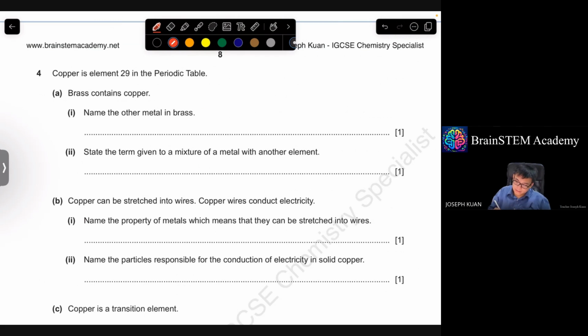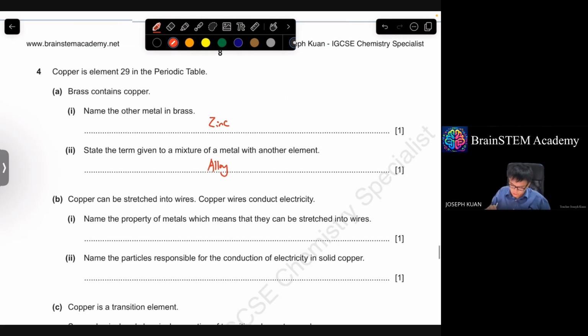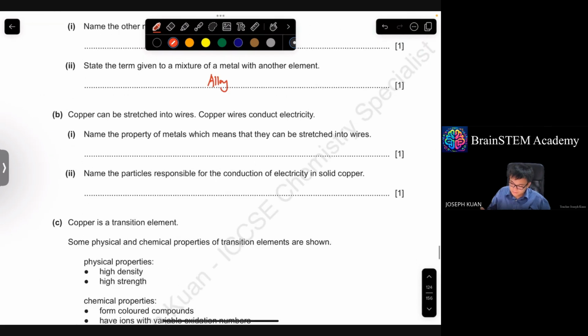Okay, next. Brass contains copper. Name the other metal in brass: zinc. State the term given to a mixture of a metal with another element: that is an alloy. Copper can be stretched into wires. Copper wires conduct electricity. Name the property of metals which means that they can be stretched into wires: ductility. Name the particles responsible for the conduction of electricity in solid copper. These are metals, so they have free moving electrons.